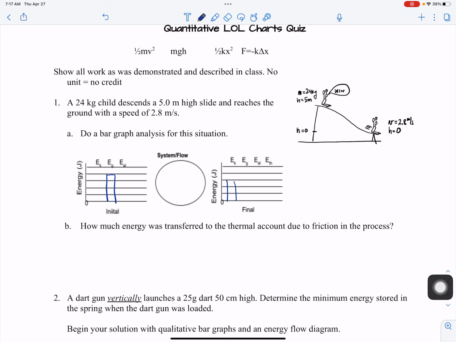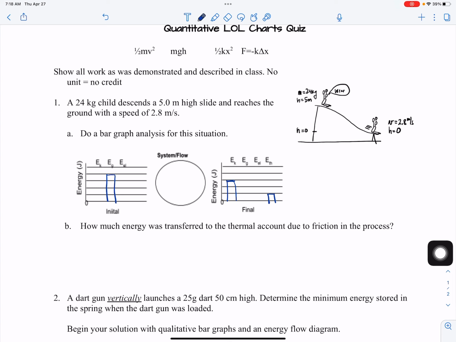Does the child have thermal? Well, it might. Let's keep reading. Generally, we would say no, but we look at part B, how much energy was transferred to the thermal account due to friction in the process. That tells us there was energy in the thermal account, because that's literally what's being asked for. It doesn't really matter how many bars you put in each one. We only have EG at the beginning, and then we have EK and ETH at the end.